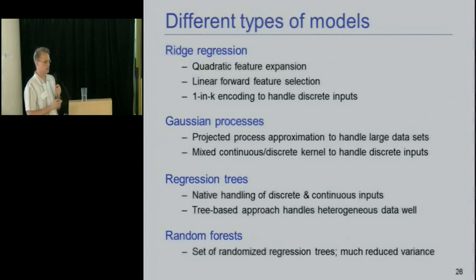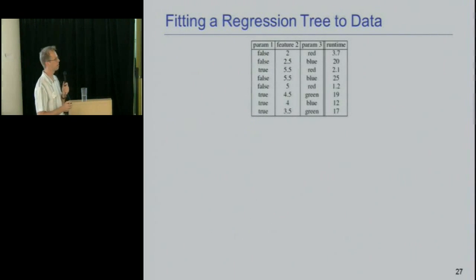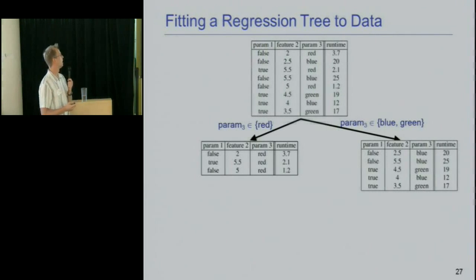So since regression trees and random forests might not be all that familiar to you, I'll just give a quick example. So here's some data. We have parameter 1, feature 2, parameter 3, and the runtimes. So here's one run, another run, etc. And we want to build a model that maps from these parameters to that runtime. So what a regression tree does, it splits the data on a single parameter at a time. It selects that parameter by minimizing some loss greedily.